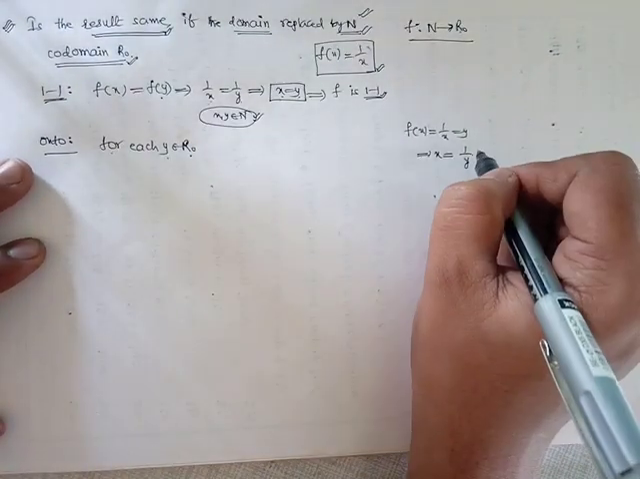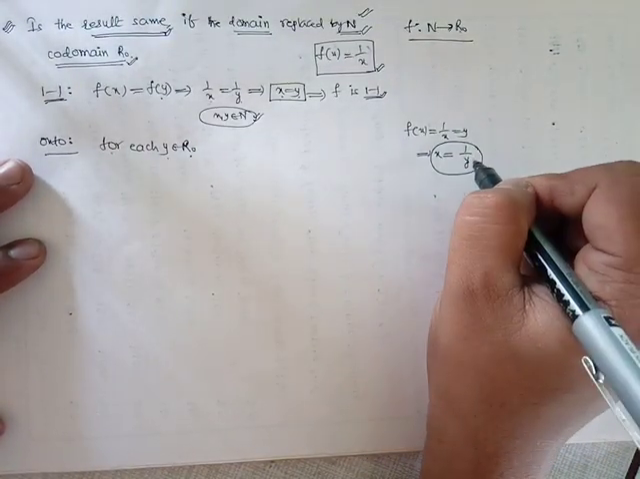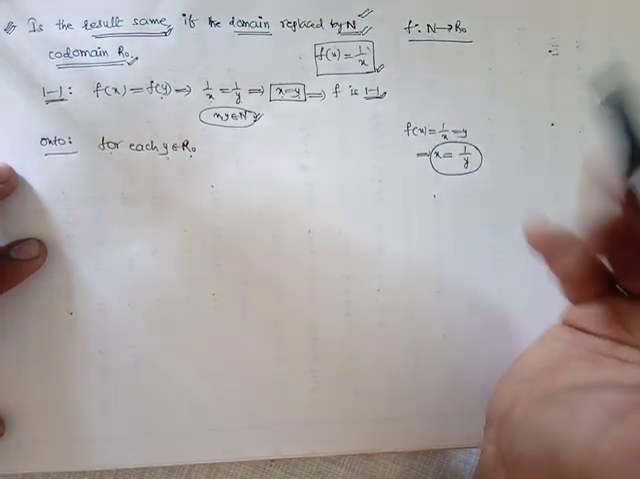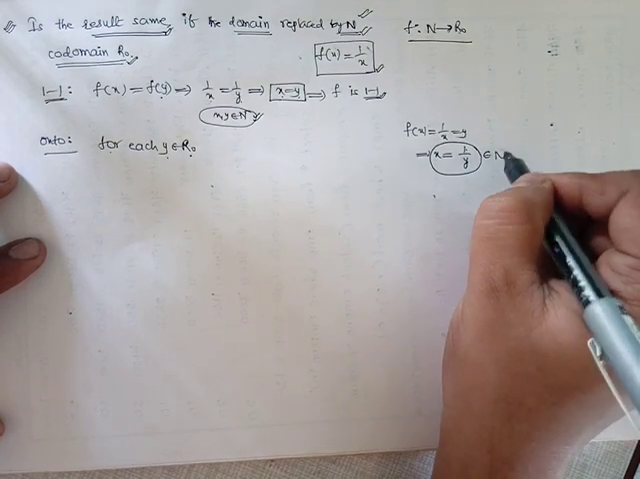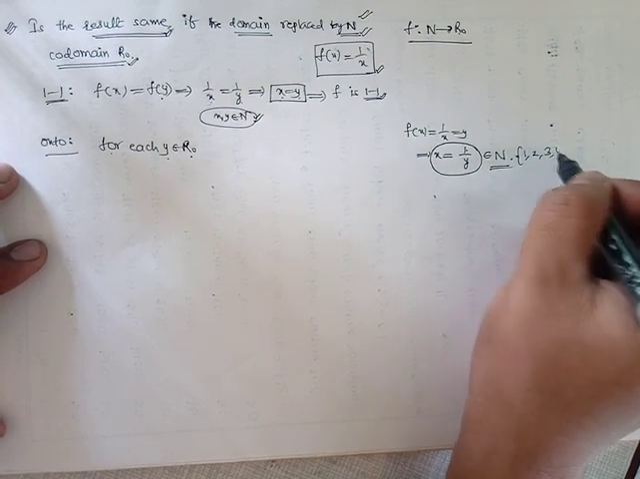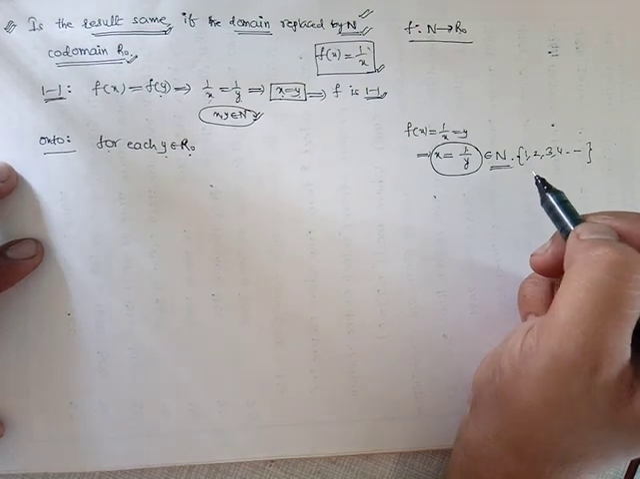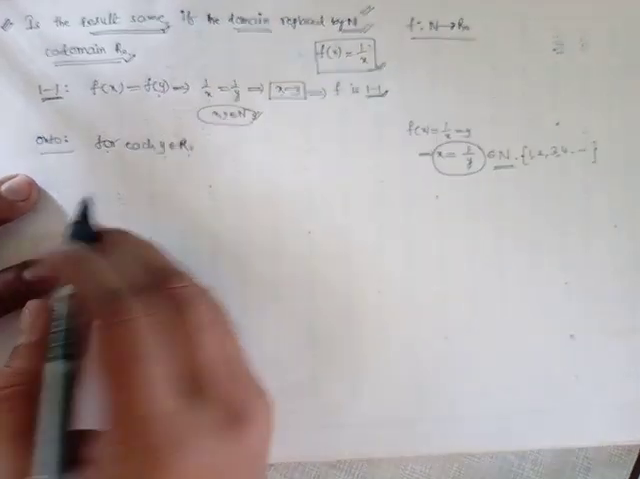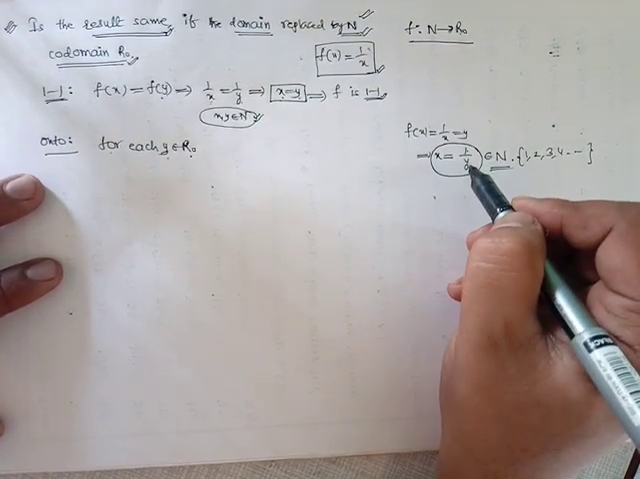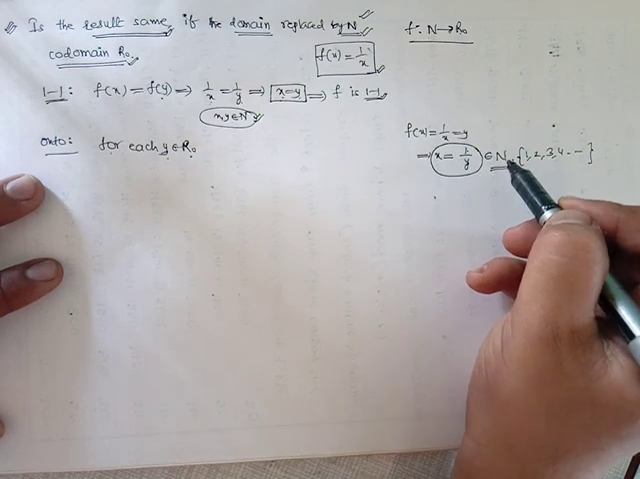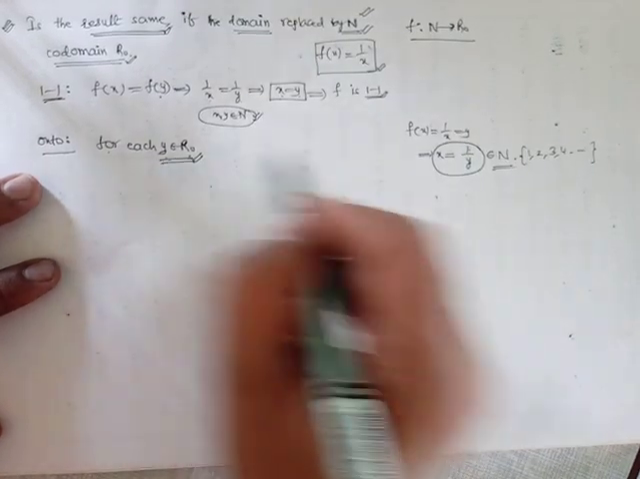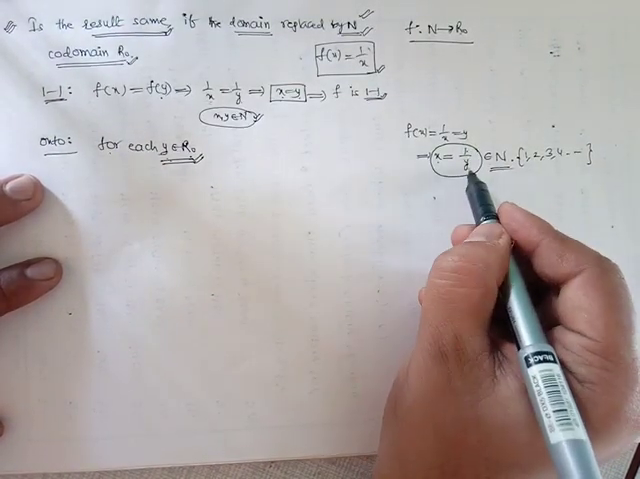Now 1 by y should come from where? The x value should be taken from the first set, that is the domain. 1 by y should come from the natural numbers. Natural numbers contain the counting numbers like 1, 2, 3, 4 and so on. They will not contain any fractional values. In that case, if y is taken as 2, then 1 by 2 does not belong to natural numbers. So for each y belongs to R naught, we are not getting x is equal to 1 by y.